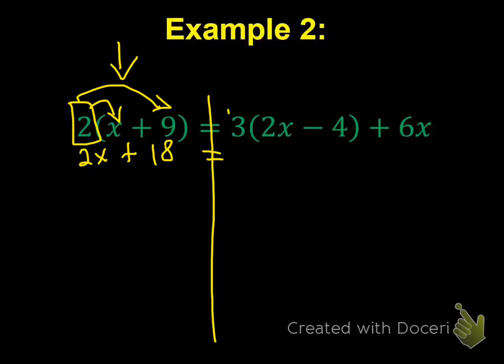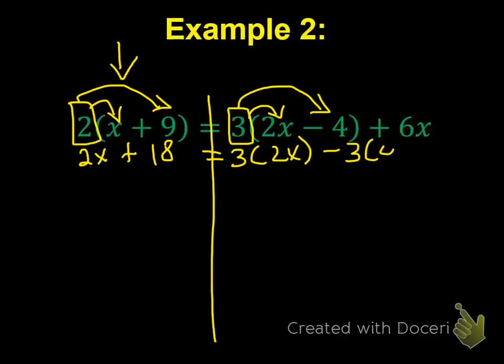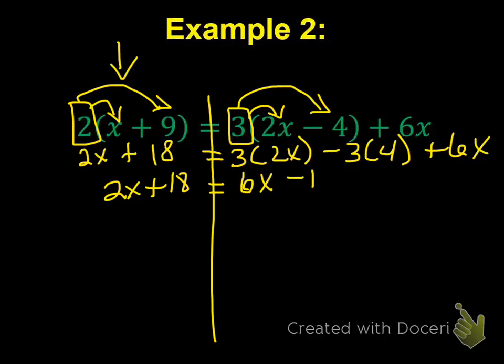Equals. On this side I have to distribute the 3 times 2x and 3 times 4. I'm going to write this side out so I don't forget the steps. 3 times 2x minus 3 times 4 plus 6x. Write our equal sign again, write 2x plus 18. 3 times 2 is 6, and don't forget our x, minus 12 plus 6x.